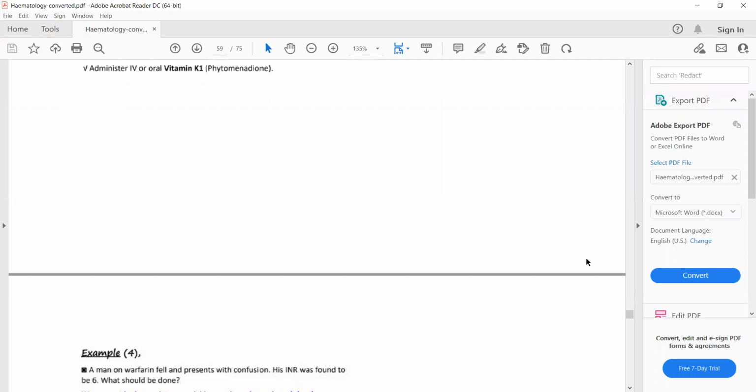Give IV vitamin K initially and then later on by mouth. And stop warfarin for a few days. So IV vitamin K, stop warfarin, and what other things can we do in this patient?